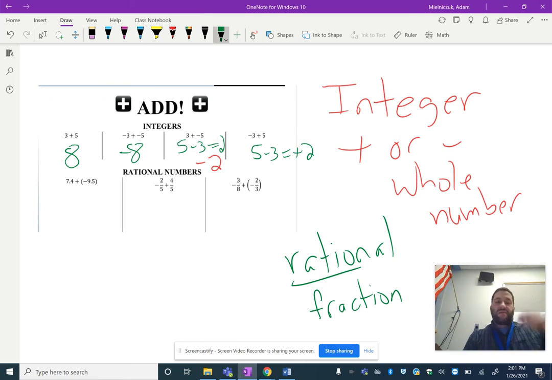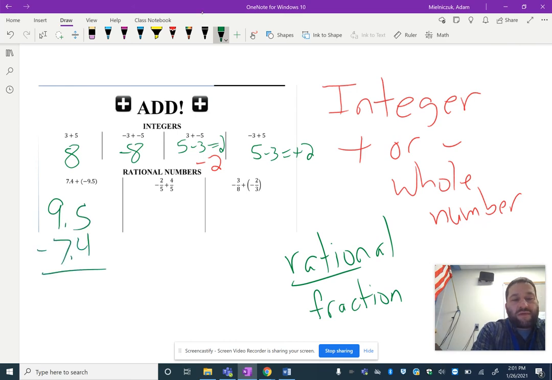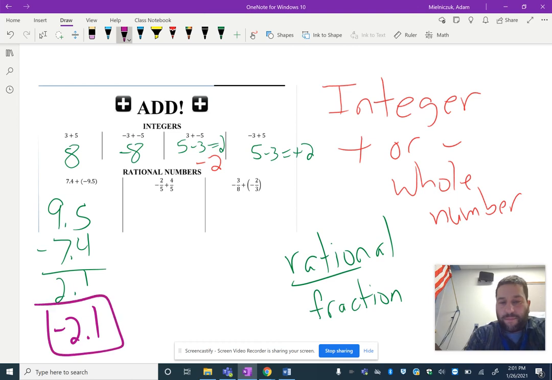Okay, 7.4 plus -9.5. We have one positive, one negative, so we subtract them. So 9.5 minus 7.4 gives us 2.1. But because the 9.5, the bigger number, is negative, our answer is actually a -2.1 for this one.